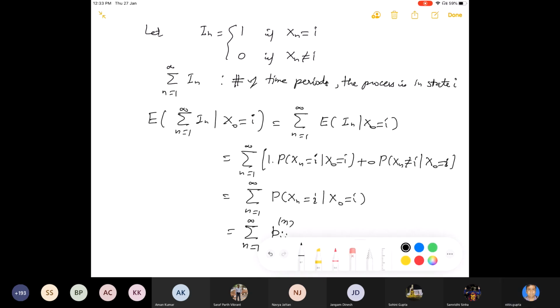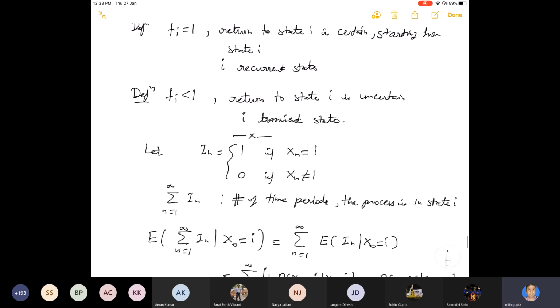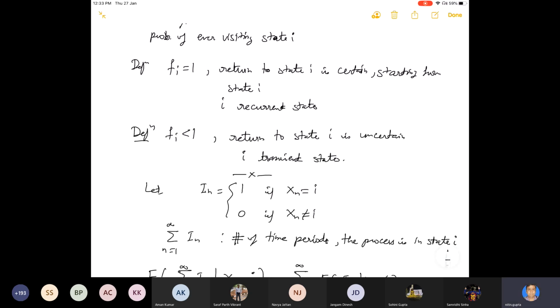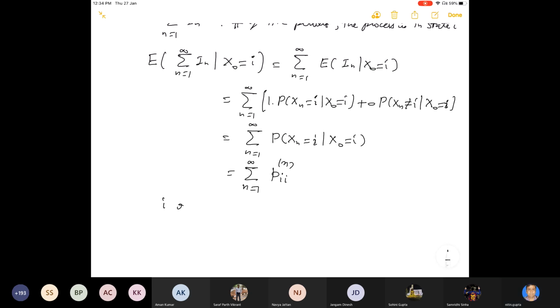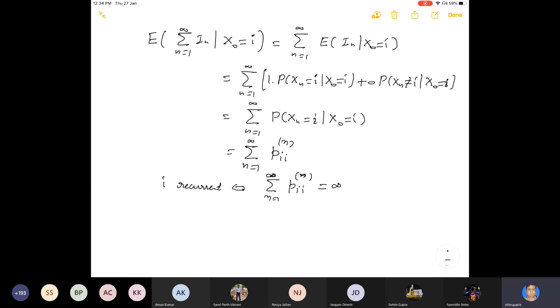Now you know that I is recurrent if return to state I is certain. Once it returns to state I, because it is a recurrent state, again it will return to state I. How many times will it return? Infinitely often. Therefore, if I is a recurrent state, the expected number of time periods the process is in state I diverges. And if I is transient, return to state I is uncertain.